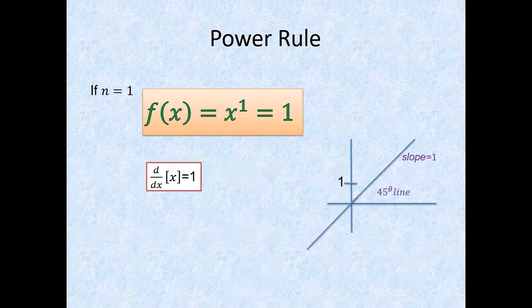So what about if n equals to 1? We have a function f of x equals to x power n. Usually we do not write this power, but we assume that there is a power 1. x power 1 equals to x always. So if we take the derivative of this function f of x, x power 1, we have d/dx of x equals to always 1. We will end up that the function always has the slope of 1, and this gives us what we say, a 45-degree line.